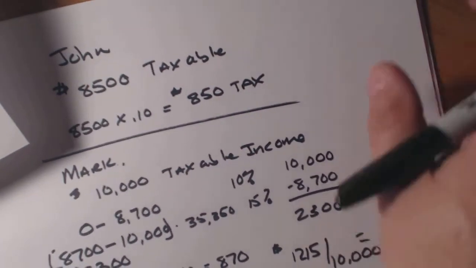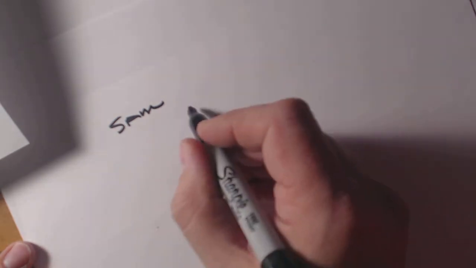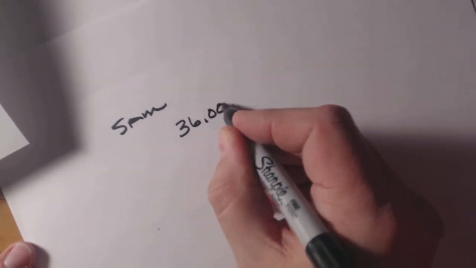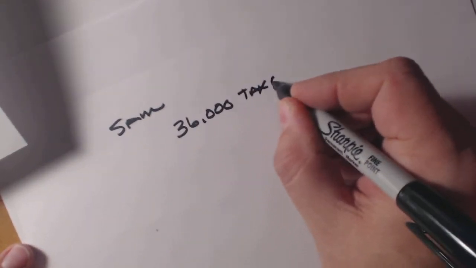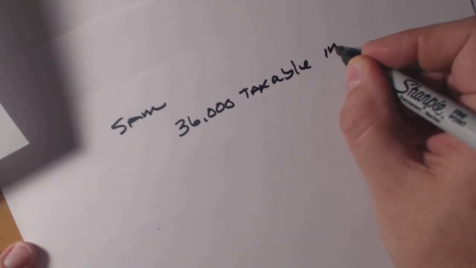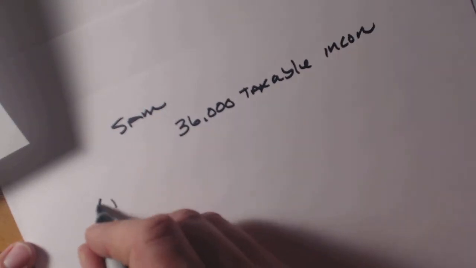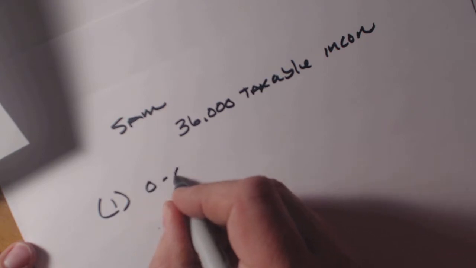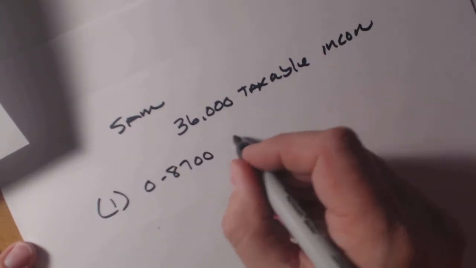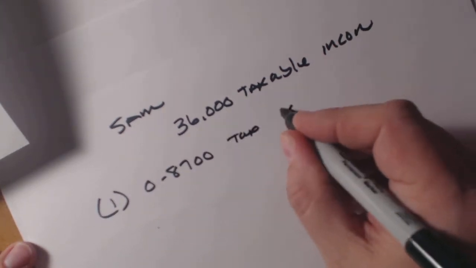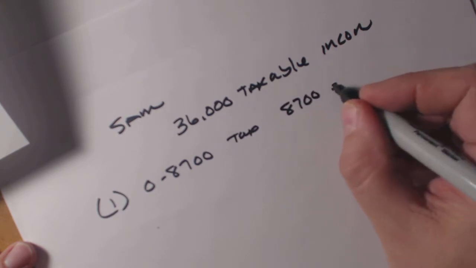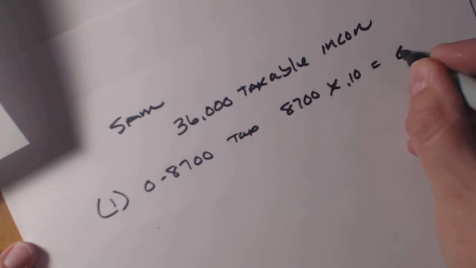One more problem. Sam makes $36,000 in taxable income. In the first bracket, which was 0 to 8,700, we are going to tax $8,700 worth at 10 cents a piece, or $870.